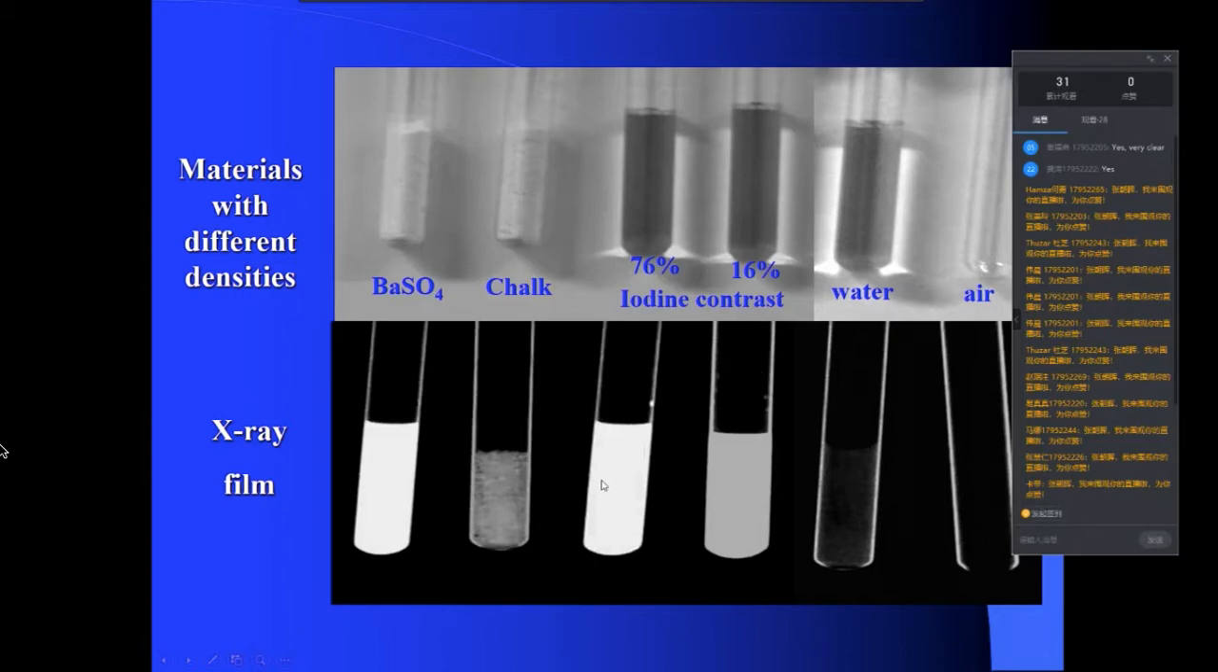An image of the contrast agent with iodine concentration of 76% is brighter than that with iodine concentration of 16%. This one looks brighter than this one. And this one is the brightest here, and this one the darkest here.